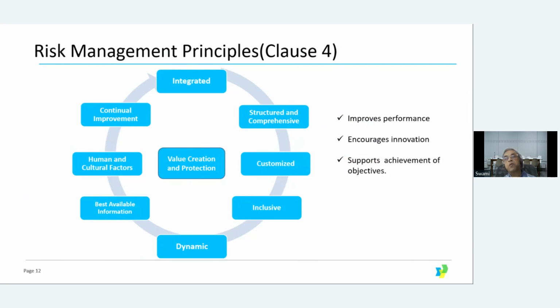So the purpose of following the principles in risk management is primarily to achieve value creation and protection. It also improves the performance of the organization, encourages innovation and supports achievement of the organizational objectives. Everything is around the organization achieving its objectives. Anything that is going to affect achieving the objectives needs to be addressed, mitigated, and controlled. So now, the first and foremost risk management principle is integration.